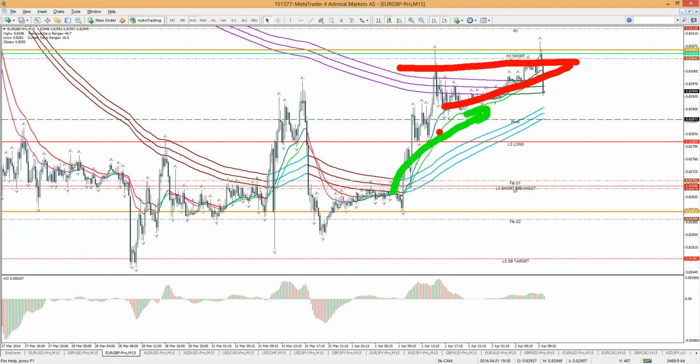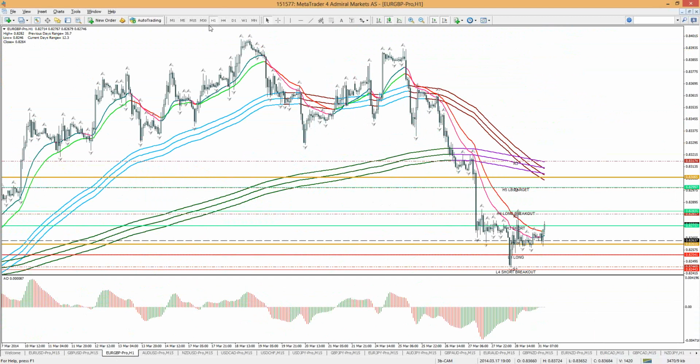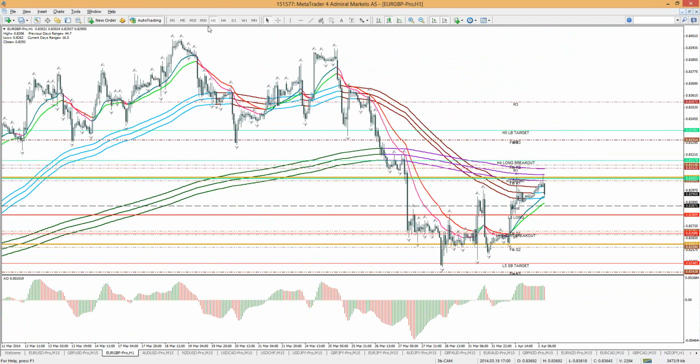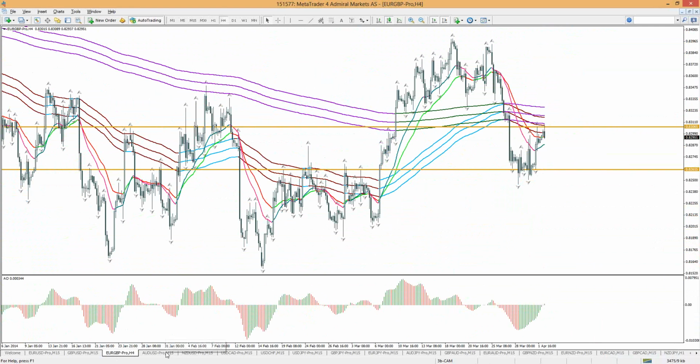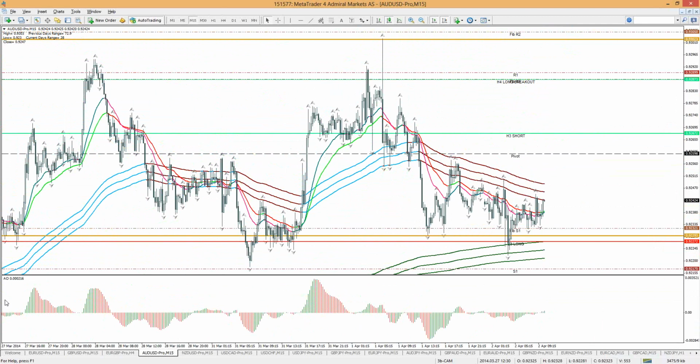So to me, it looks like it's going to be a tug of war here on the euro pound. I'm not interested in speculating on either side of things on this 30-minute chart at least. From the hourly perspective, it looks also quite mixed up and not interesting. 4-hour too, not too big a fan of this euro pound. Let's move on to the AUD USD.